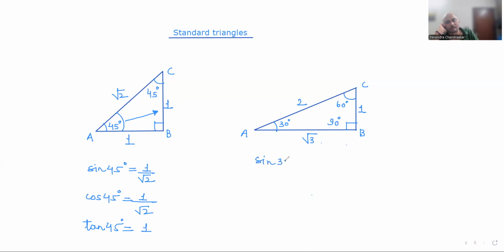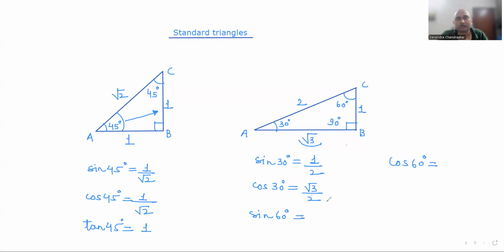Sine 30 degrees is 1 over 2. Cos 30 degrees. This is base for cos 30, right? So root 3 by 2. Sine 60 degrees. What is sine 60 degrees? All of you write sine and cos 60 degrees. Do it quickly. Tell me the value in the comment window. Cos 60 and sine 60. Perpendicular by hypotenuse. If you have any doubts, please ask, right?